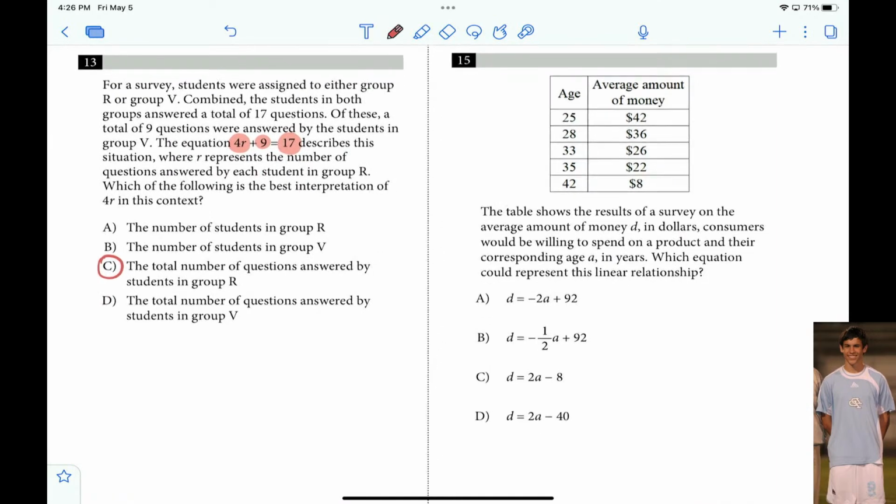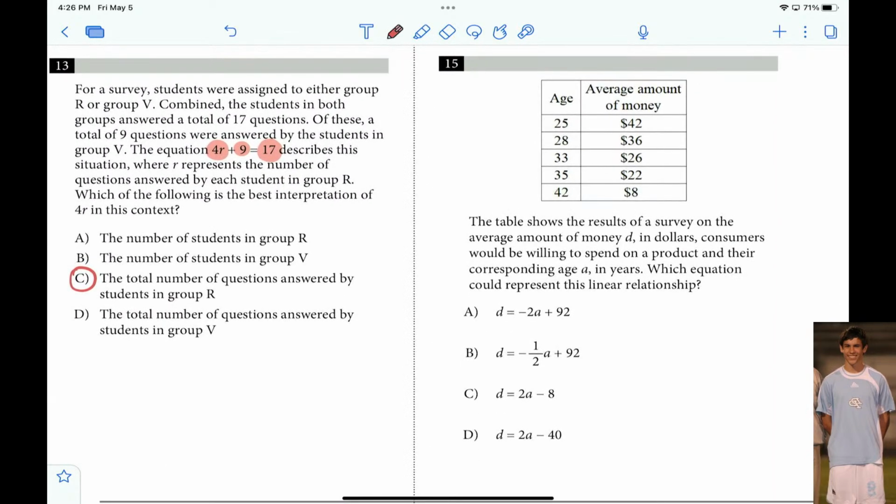All right, so number 15. It says the table shows the results of a survey on the average amount of money, D in dollars, consumers would be willing to spend on a product and their corresponding age, A, in years. Which equation could represent this linear relationship?